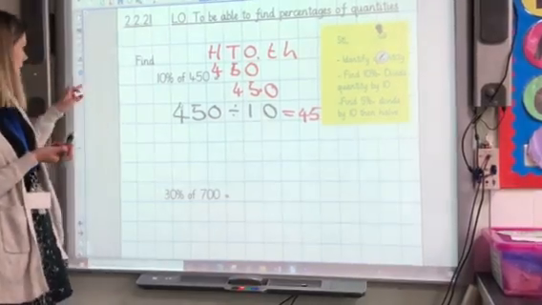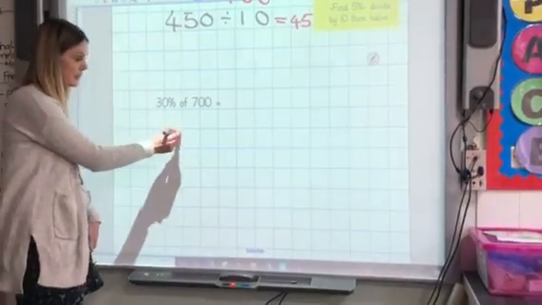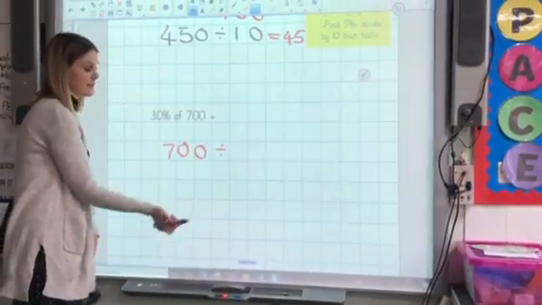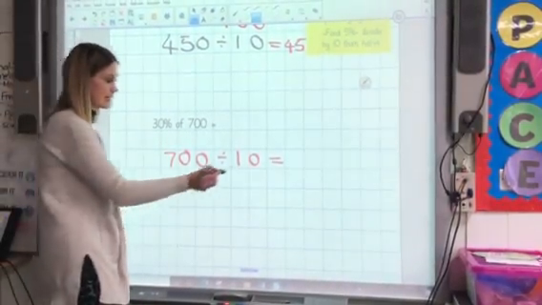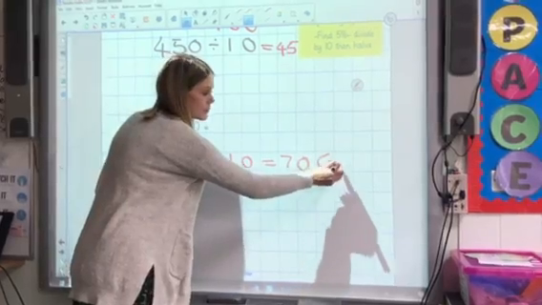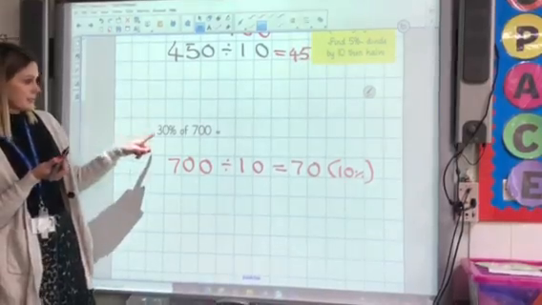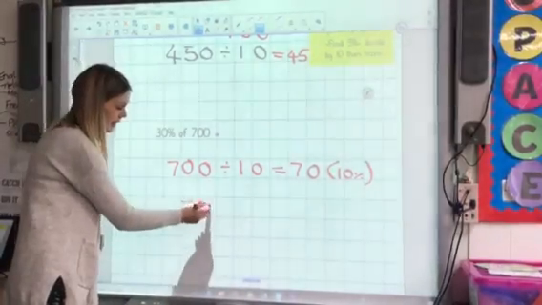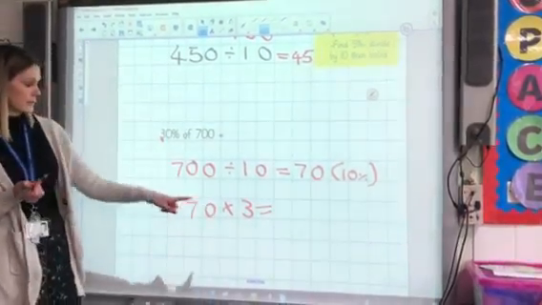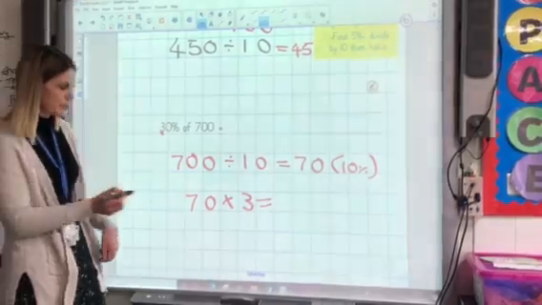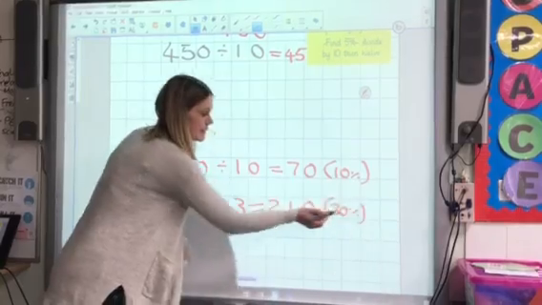If I wanted to find then 30% of a number, I have to find 10% first. So I take my 700 and I divide it by 10, like we've been doing to find 10%. So 700 divided by 10 equals 70. You might want to write in brackets on the side what that value actually means. Then to find 30%, I take my 70 and I times it by 3. Okay, so I use my numbers of 3 times 7 is 21, make it 10 times bigger, and my answer is 210. So therefore, that is 30% of a number.